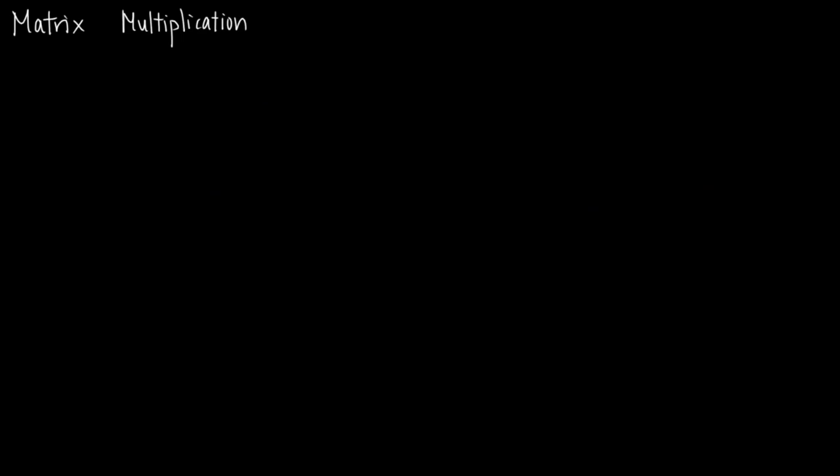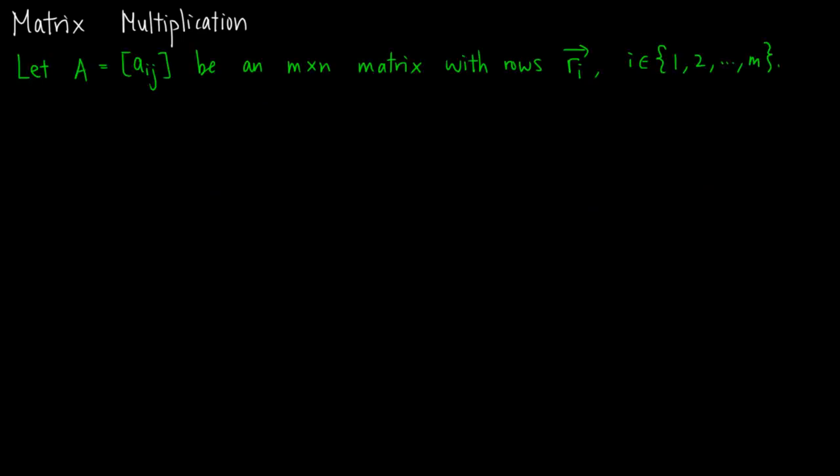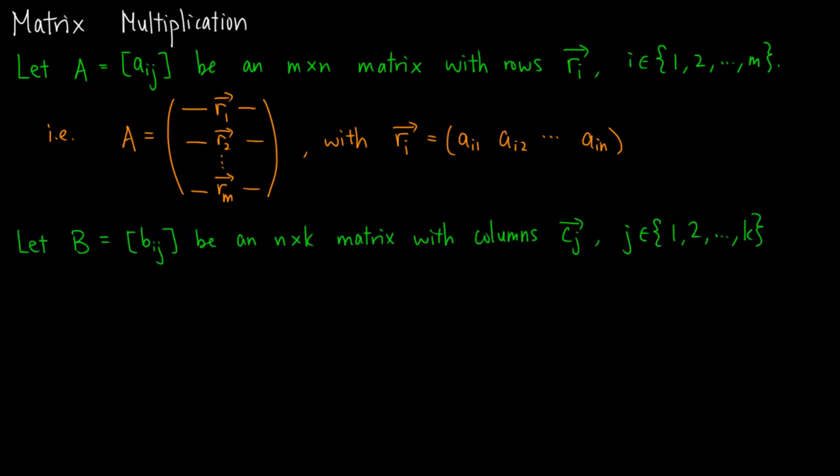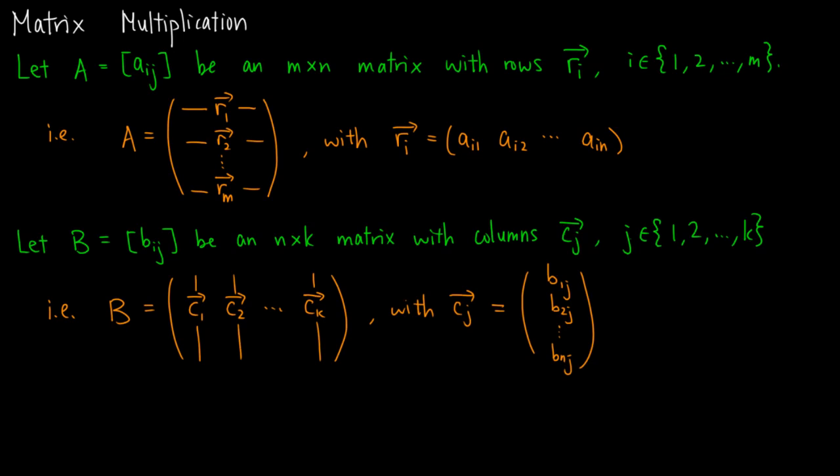Now we begin to formally define matrix multiplication. Let A with entries aij be an m by n matrix with rows Ri, where i equals 1 to m. In other words, we write A in terms of its rows. Note that Ri has the entries ai1, ai2 up to ain. We also have another matrix B with entries bij. It has size n by k with columns cj, where j ranges from 1 to k. In other words, we write B in terms of its columns, and cj has the entries b1j, b2j up to bnj.